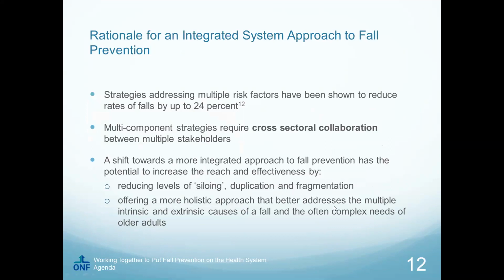Okay, so an integrated system approach to fall prevention includes from a healthy to a frail older adult, from community to long-term care settings, across sectors and disciplines to produce a more efficient and effective holistic approach. The rationale for such an approach includes reducing levels of siloing, duplication, and fragmentation, offers a more holistic approach that better addresses the multiple intrinsic and extrinsic causes of a fall, and the often complex needs of older adults. And it's also been shown to reduce the rate of falls by up to 24%.